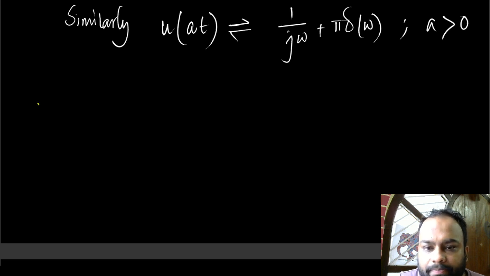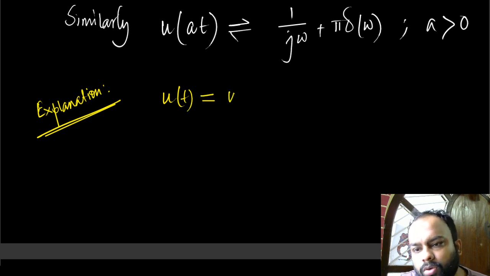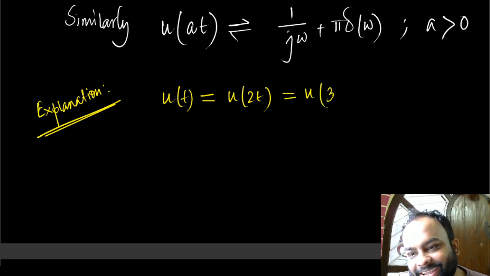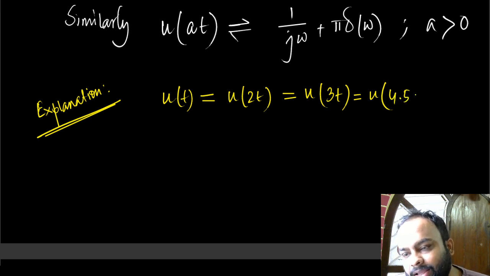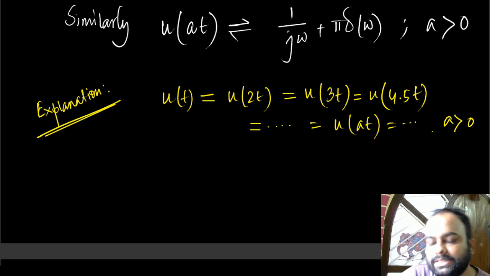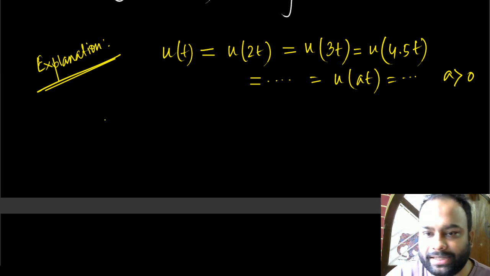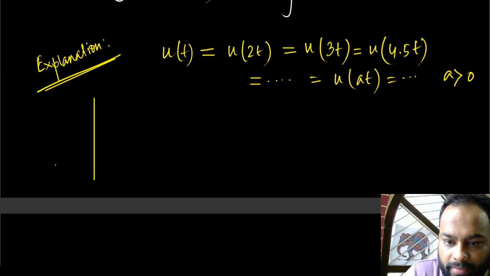The explanation is kind of simple, and you might have already understood that ut is identical to u2t, and u3t, in fact u4.5t, anything, uat, as long as a is positive. These are all the same signals, right? Okay, so why do you think that is? Let's draw this, and it's going to be quite evident shortly.